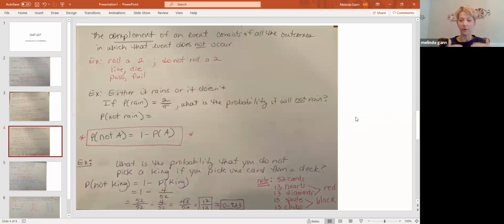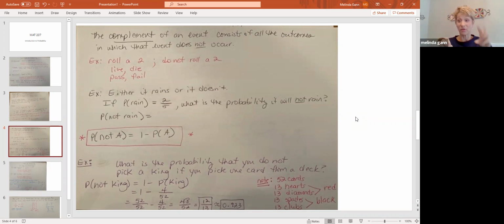Well, that's what complements mean in math. Either you roll a 2 or you don't roll a 2. Now, I know that you could roll a 1, a 3, a 4, a 5, or a 6, but I could lump all those together and just call them not a 2. What's the complement of living? Well, either you live or you don't live. Normally we don't say don't live, we say die. So live or die. You pass or you fail.